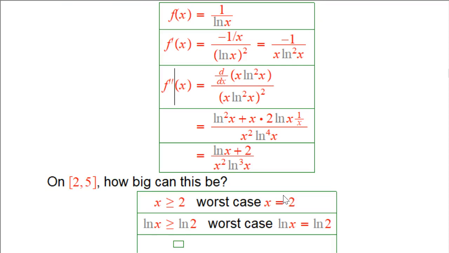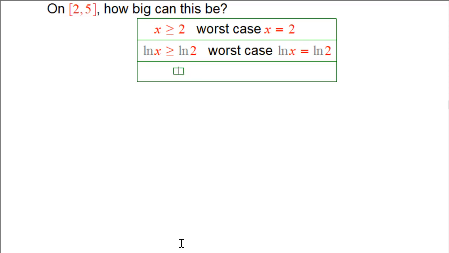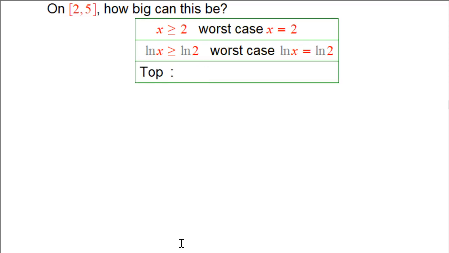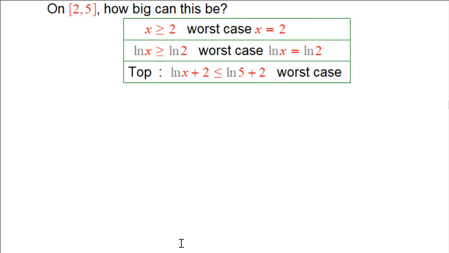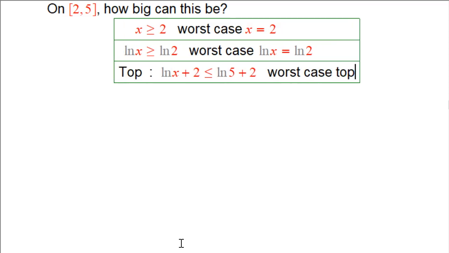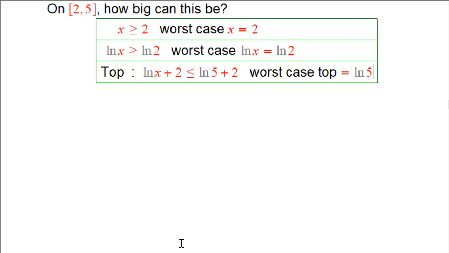Okay. And then on the top, you've got ln x plus 2. The worst case for that is in a different place. The worst case for that is where x is as big as it's going to be. Okay. And the top, the numerator: ln x plus 2 is going to be less than or equal to ln 5 plus 2. Or in other words, the worst case is the numerator is equal to ln 5 plus 2.